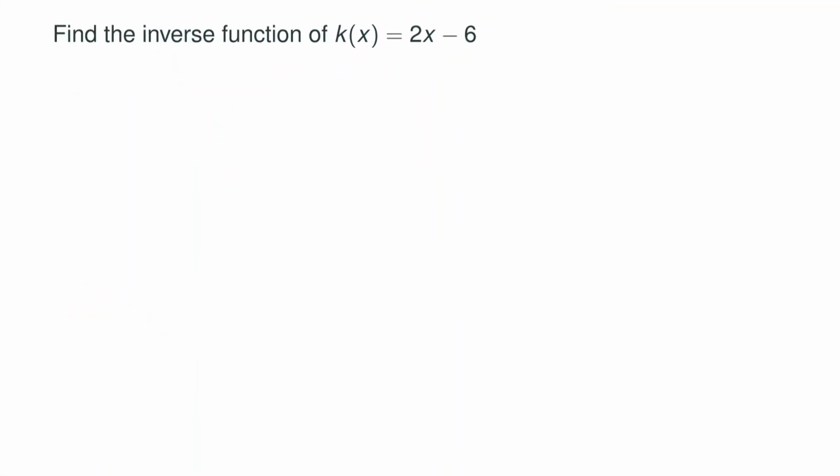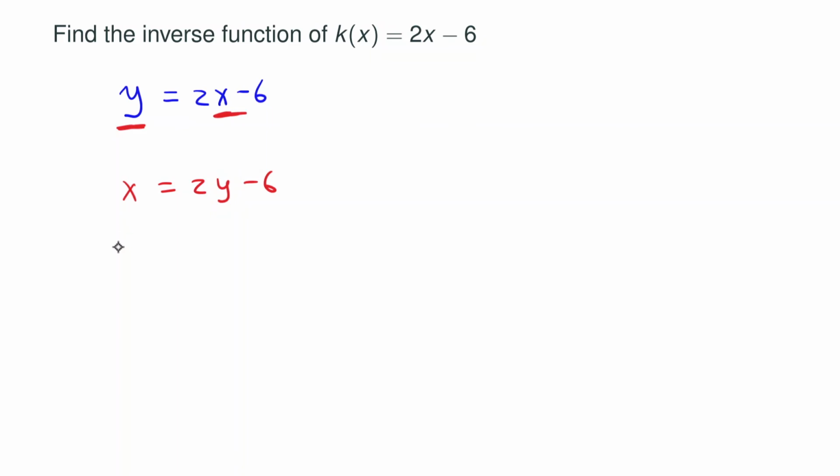Find the inverse function of k of x equals 2x minus 6. When we're inverting a function, we're inverting domain and range, input and output. So we're switching input and output. Just for convenience, instead of k of x, we write y, and we write the equation. Again, what we're doing is switching input and output. So output becomes input, input becomes output. That's why we switch y to x and x to y.